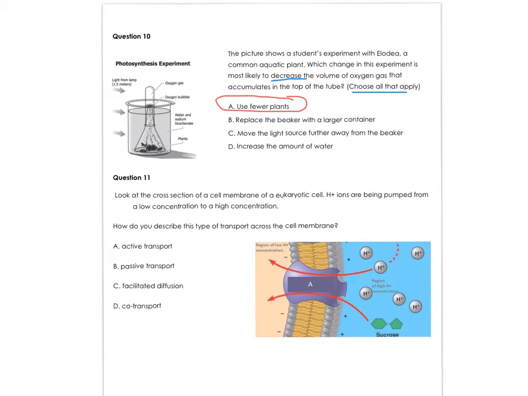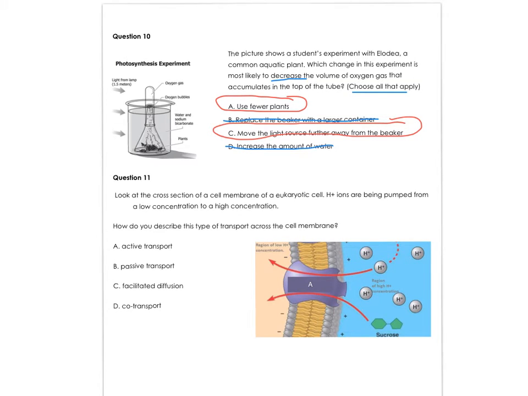Replace the beaker with a larger container. How would that help me decrease photosynthesis? It would not. Move the light source further away from the beaker. Yeah, that would decrease it because the less light I have, the less photosynthesis would occur because I need light for photosynthesis. So A and C are correct. And decrease the amount of water, that would not help me. Increase the amount of water would not help me decrease photosynthesis.